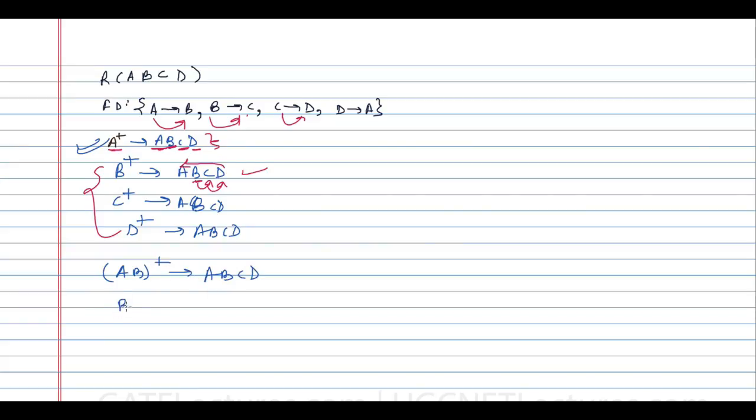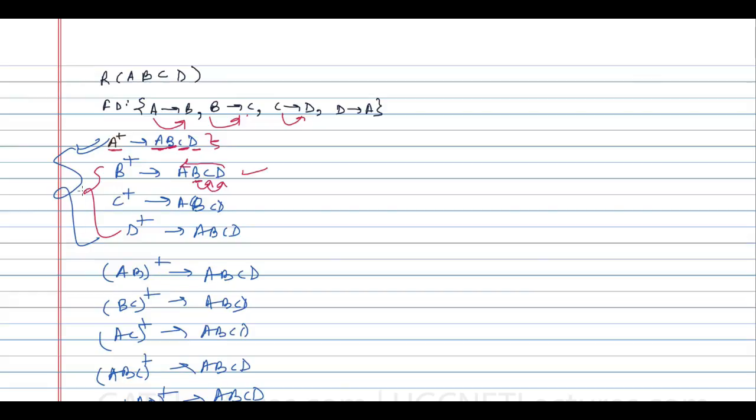Okay. Now, if I take AB closure, then AB closure can also determine ABCD. If I take BC closure, then BC closure can also determine ABCD. If I take AC closure, then it can also determine ABCD. If I take ABC closure, it can also determine ABCD. If I take AD closure, it can also determine ABCD, right? Or if I take any combination of these four, there are so many different combinations which are possible.